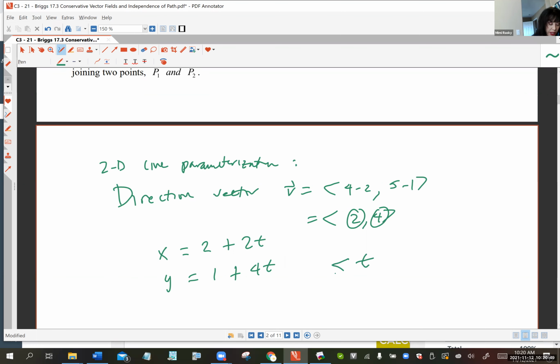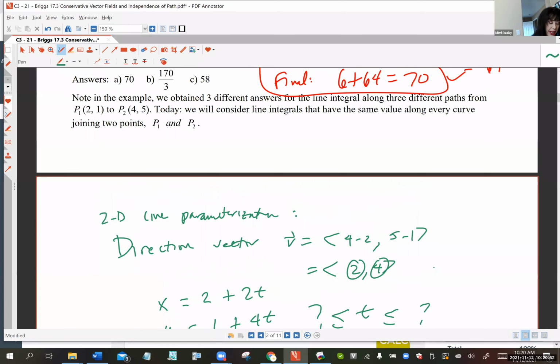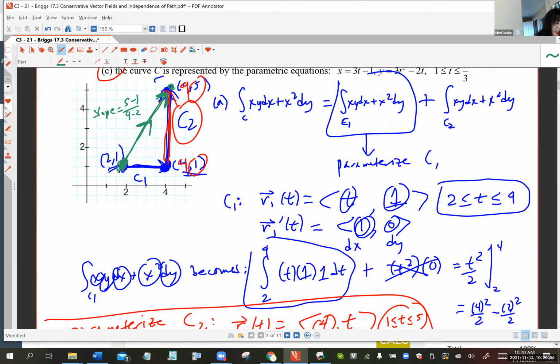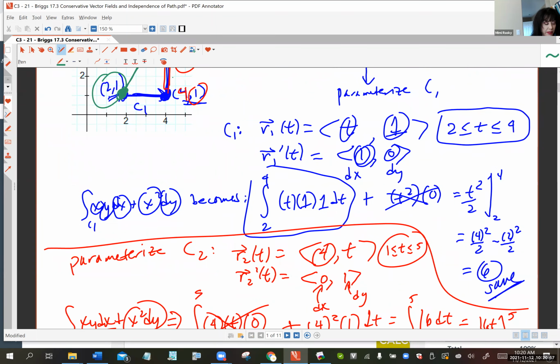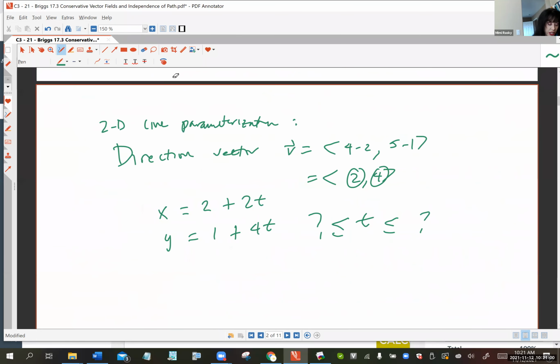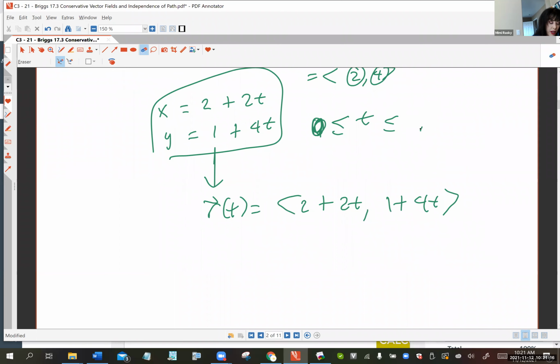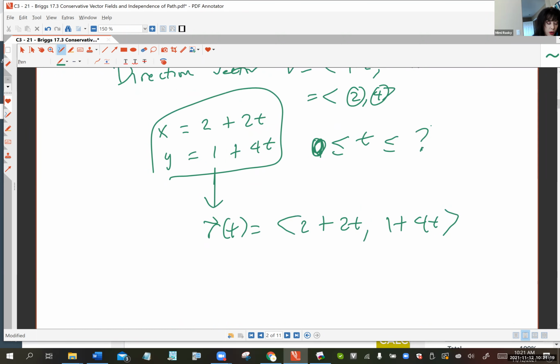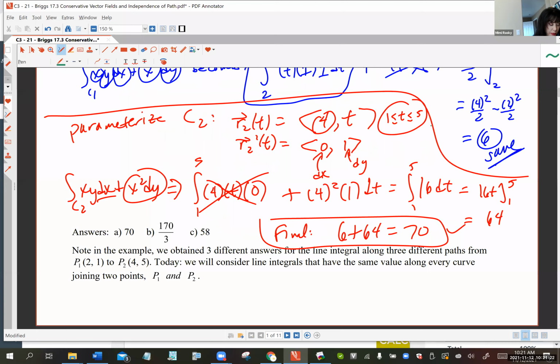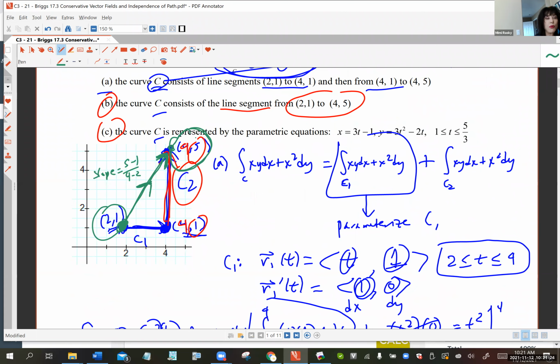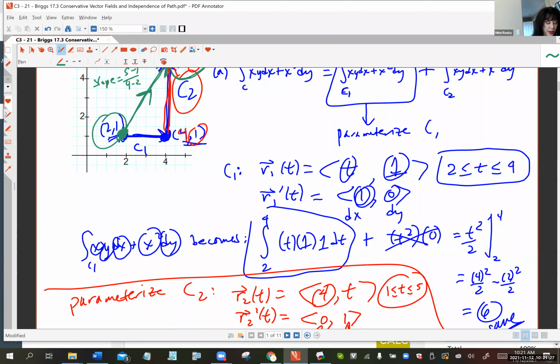And then what is time going to vary from? Remember, you need to match the curve's starting and stopping points. You need to start at 2, 1 and finish at 4, 5. Well, for this parameterization, I claim that if I let t start at 0, and I plug it into this. By the way, the vector valued function, we'll just call it r of t, is going to have 2 plus 2t and 1 plus 4t as the components. And then what value of time will finish at the correct location? Like, what do I have to have time be in order to have the ending point be 4, 5? What do you guys think?